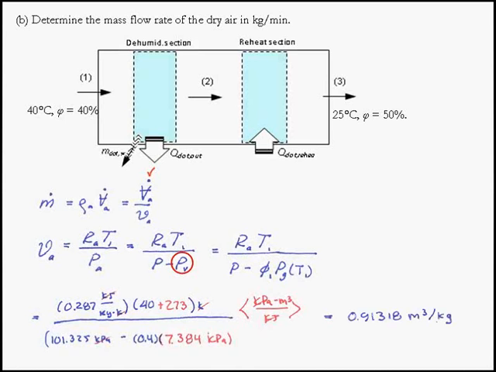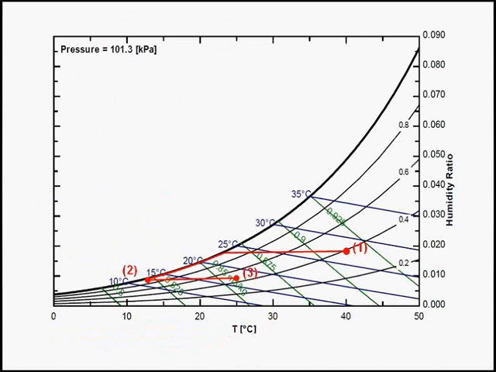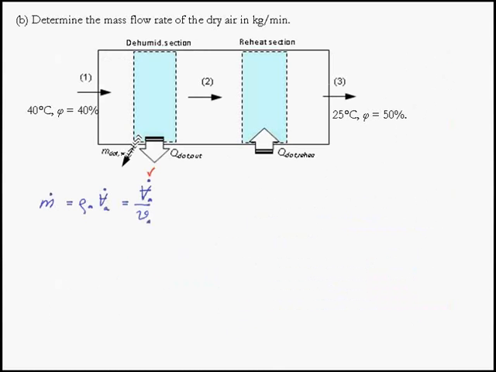Now there's an easier way to do this. The easier way is to recognize that on the psych chart itself are these lines of constant specific volume. And those are mixture specific volume per unit mass of dry air. And since the volume of the mixture is the same as the dry air volume, that's just the specific volume of dry air. So the easier way is, there's state point 1, read a line of constant specific volume off the chart. Here I approximate it between 0.9 and 0.925, about halfway in between, 0.913, and that's pretty darn close to what my calculation was. So either way, you get your specific volume.